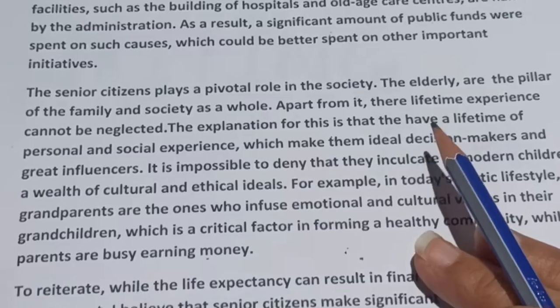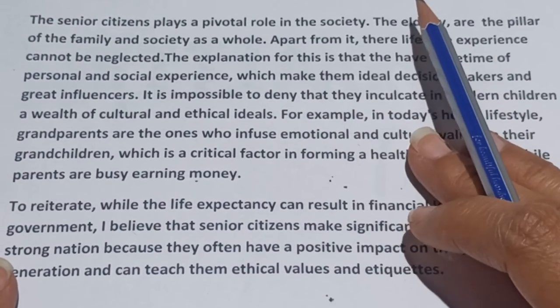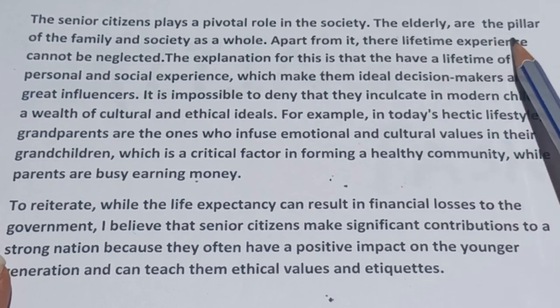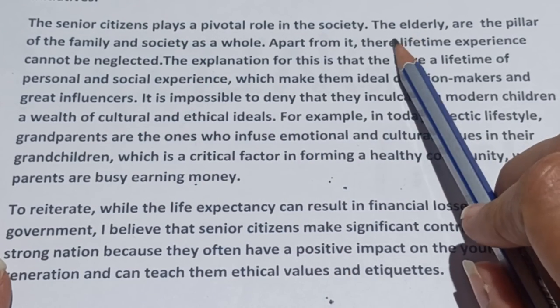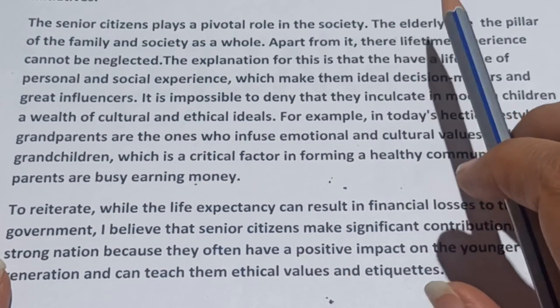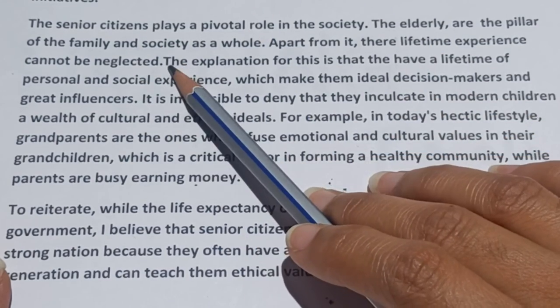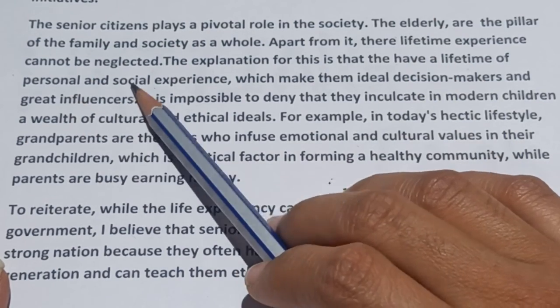So this is the view of one community which thinks that old people, meaning golden agers, are a burden on the society. The senior citizens play a pivotal role, meaning important role, in the society. The elderly are the pillar of the family and the society as a whole. So what other people believe, they think that those who are elder are the pillar of the family as well as the society. Apart from it, their lifetime experience cannot be neglected.